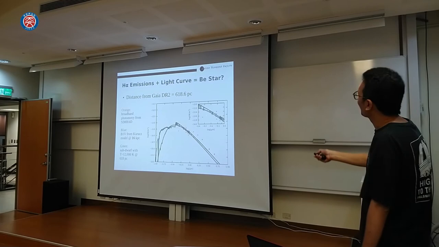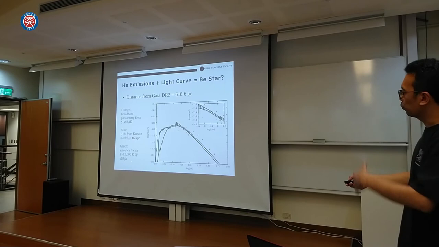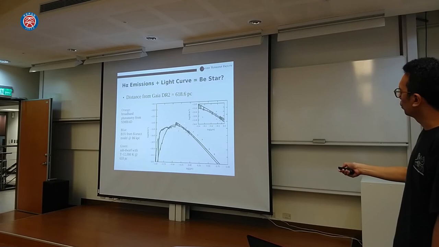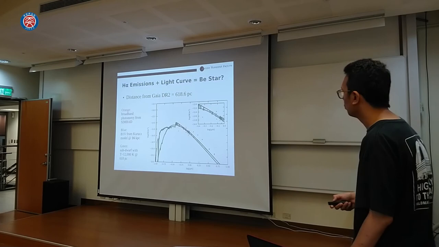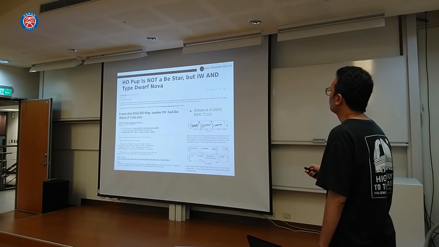It turns out that of course Gaia is right, no worry. But if you assume this is a hot subdwarf and has some very high temperature at the Gaia distance, this is the green curve. It can equally fit well to the broadband photometry. So now we say that this guy actually is not a Be star, but a hot subdwarf.